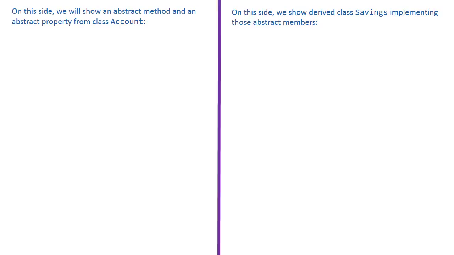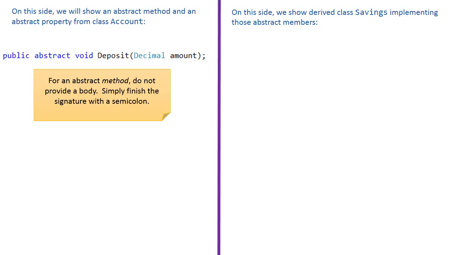On this slide, we're going to show on one side the abstract method and the abstract property from class account. And on the right-hand side, we'll show how a derived class would implement those members. So let's first look at a deposit method for class account. And notice that it does not have a body as well. We simply finish declaring the method and end it with a semicolon right away. An important thing to note as well is the placement of the keyword abstract. It actually comes before the return type.